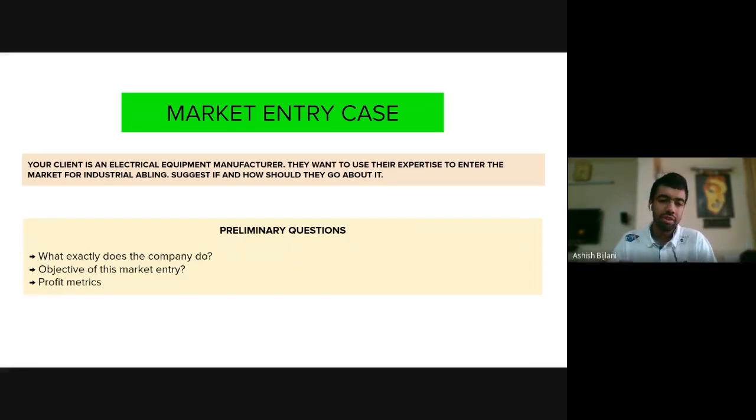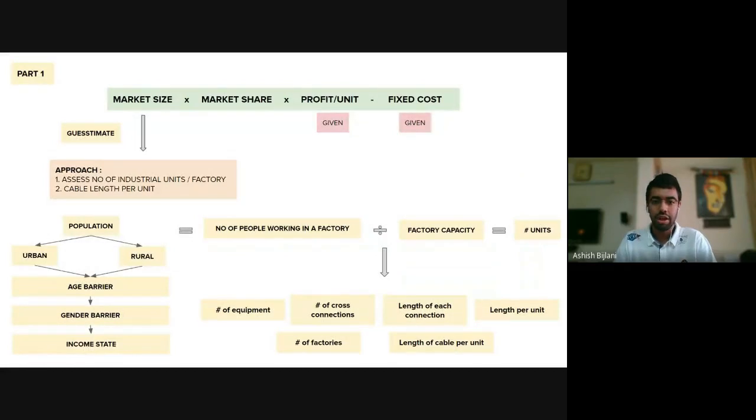You know what kind of business they currently do, what they want to get into, what is their objective. In this case, it's purely profits, and you already know the metric for evaluation, which is going to be profit. So now naturally we'll move on to the first part, assessing the financial viability of this entire venture.